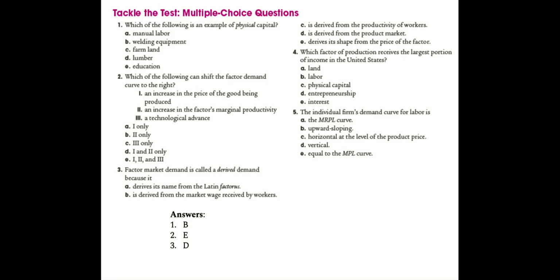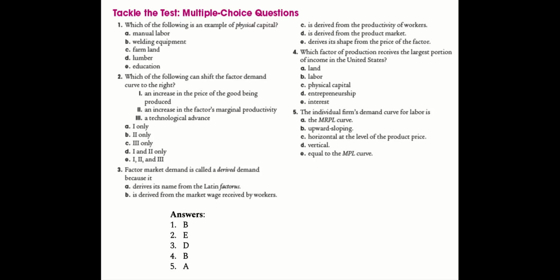Number 4, what factor of production receives the largest portion of income in the United States? Very popular question. The answer, number 4, is B. It's labor, and it's not close. And then number 5, the individual firm's demand curve for labor is known as the MRPL curve.